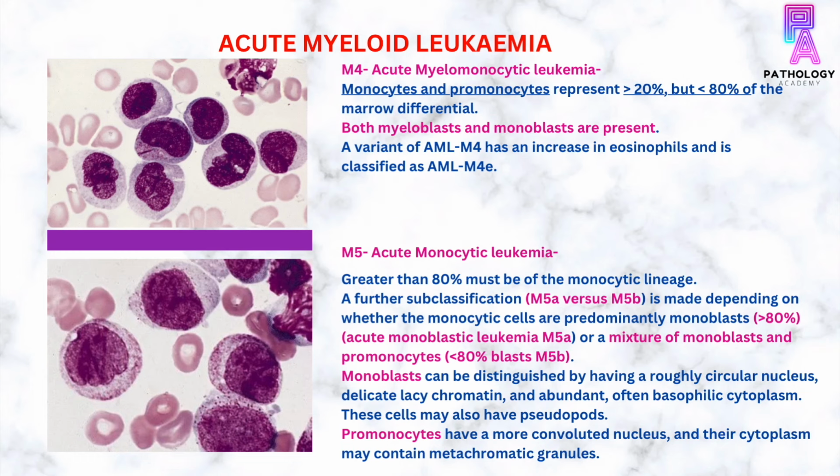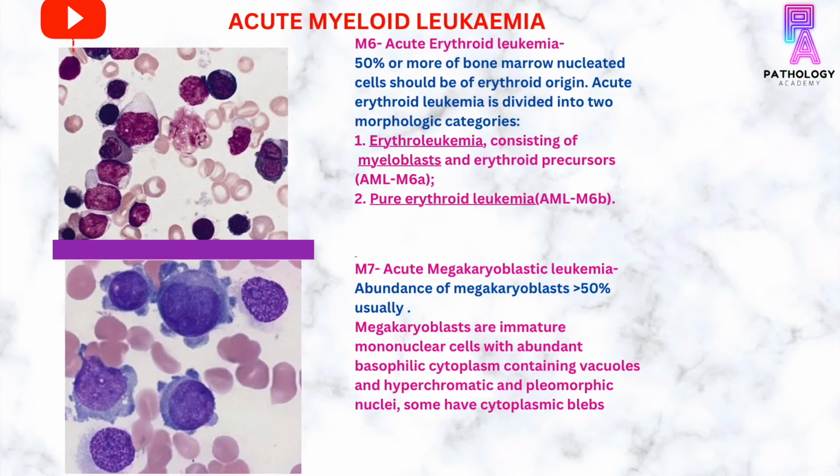Monoblasts can be distinguished by having a roughly circular nucleus, delicate lacy chromatin, and abundant basophilic cytoplasm. These cells may also have pseudopods. The promonocytes have a more convoluted nucleus, and their cytoplasm may contain metachromatic granules. Coming to the M6 class, it's also known as acute erythroid leukemia.